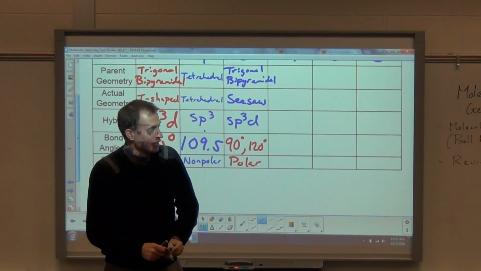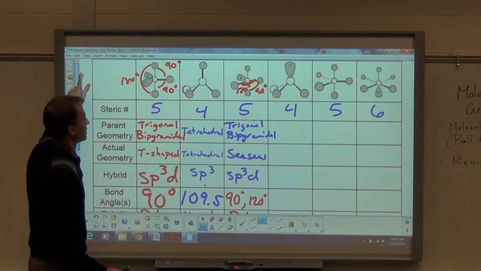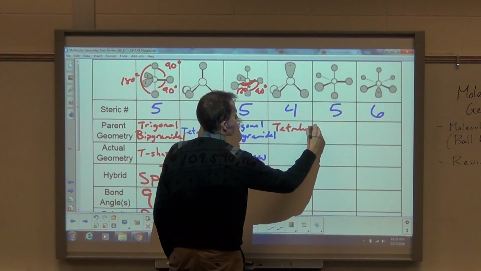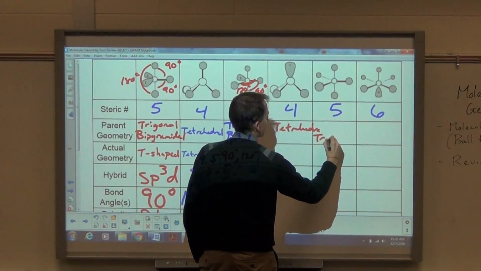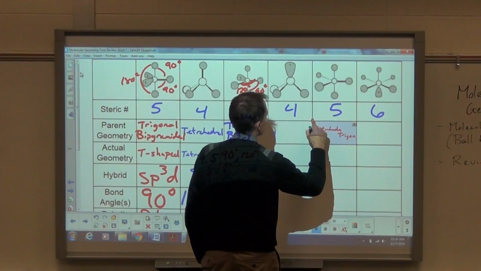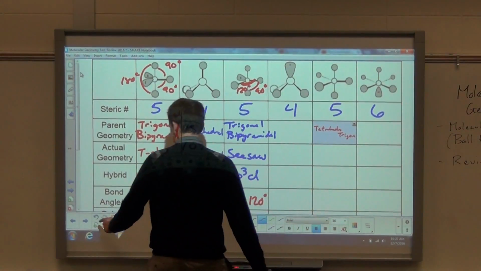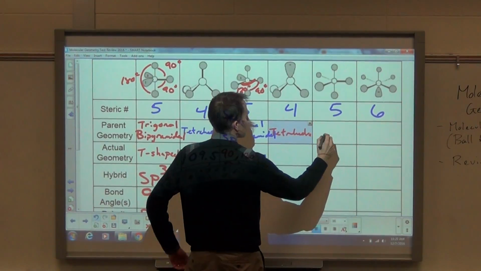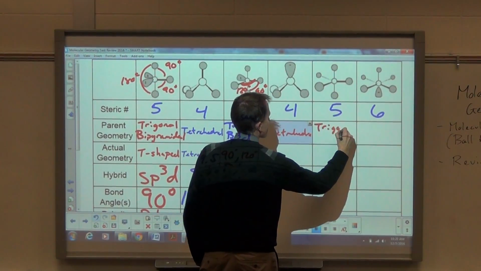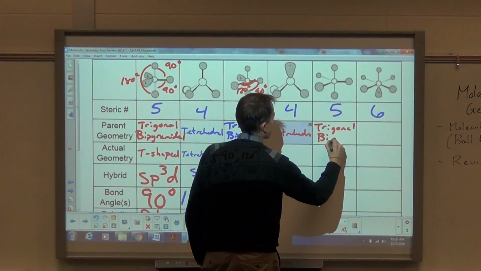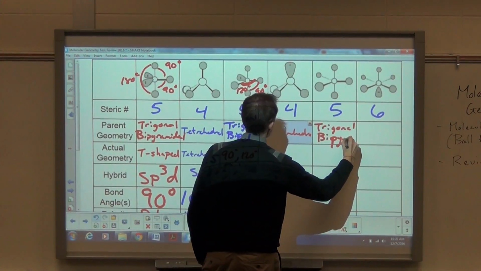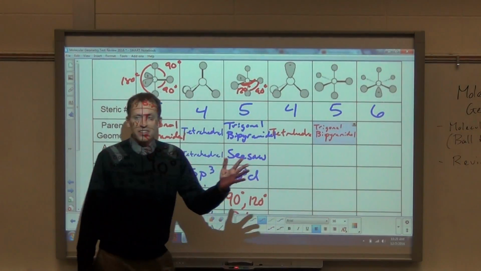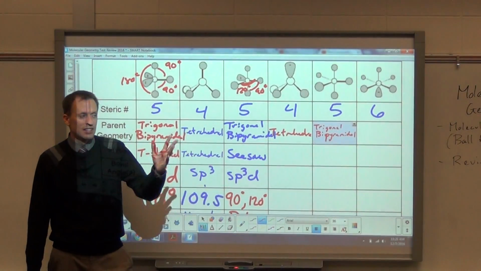So, all right, last 3. This one is 4, so tetrahedral. I'm going to write all the parent geometries actually right away. Oh, great. Six clouds. We haven't had that yet today. The name of that is octahedral.